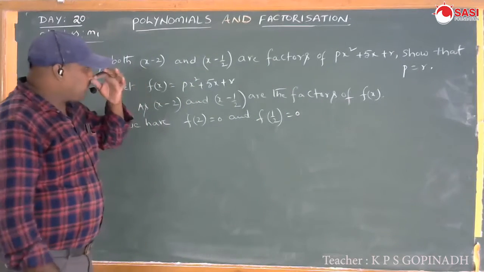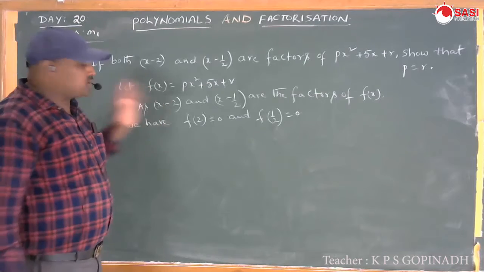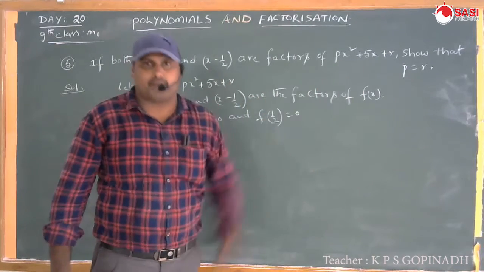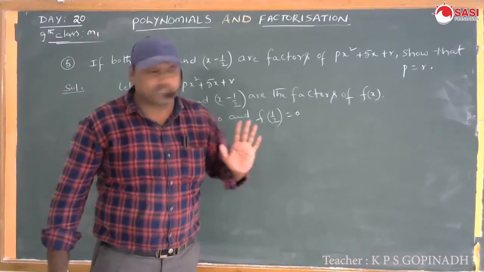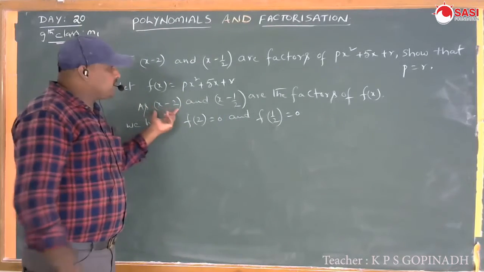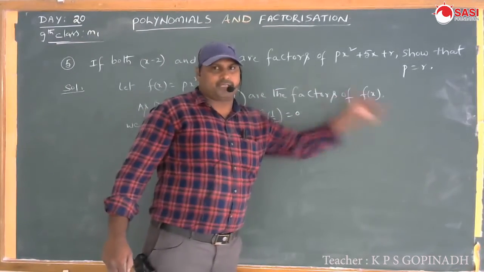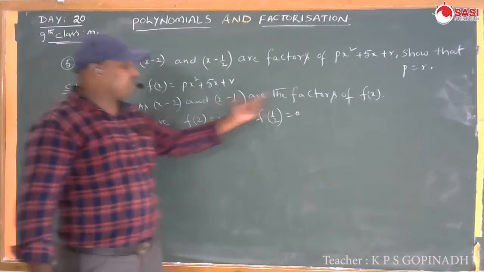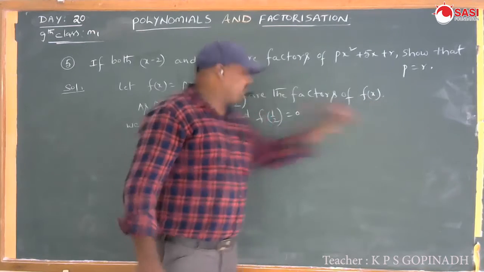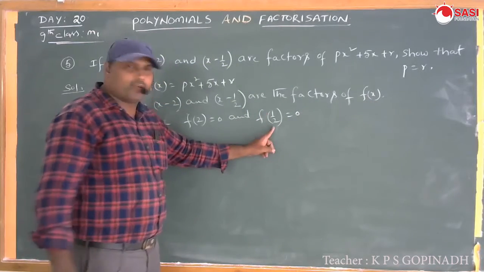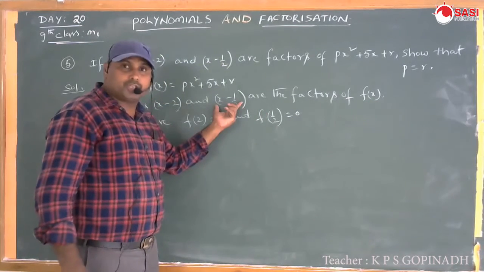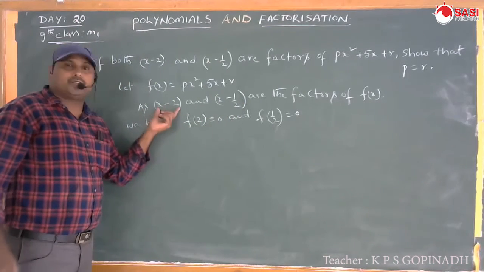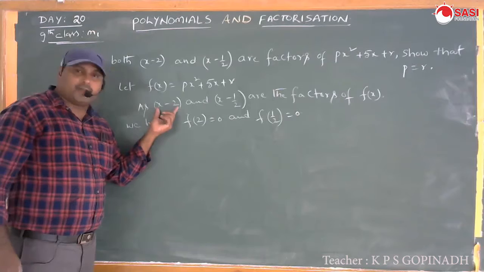Understand? Why? Because according to the factor theorem, if x minus a is a factor of p of x, then p of a is equal to 0. So here x minus 2 is a factor of f of x, then f of 2 is equal to 0. Similarly, x minus 1 by 2 is a factor of f of x, then f of 1 by 2 is equal to 0. Here 1 by 2 is the zero of the polynomial x minus 1 by 2. Similarly, 2 is the zero of the polynomial x minus 2.